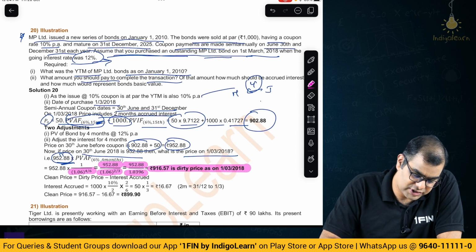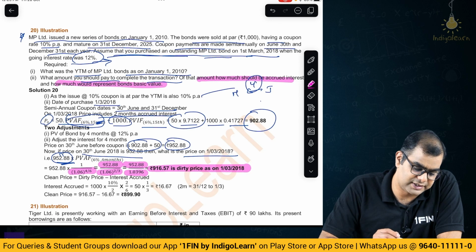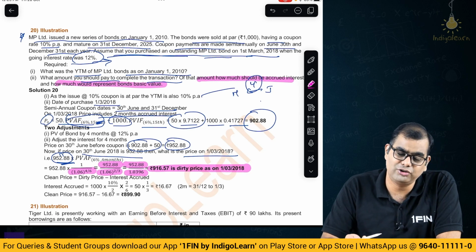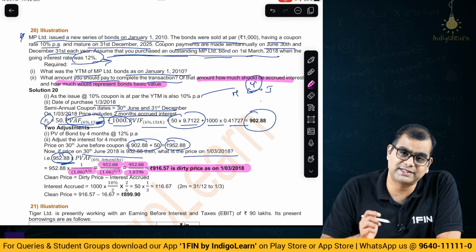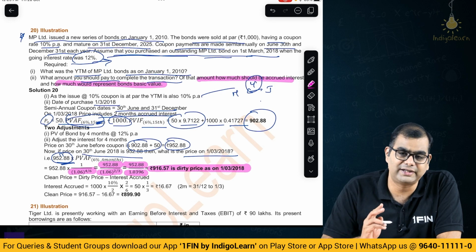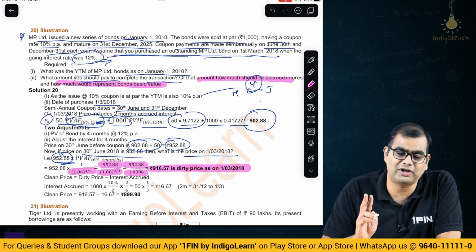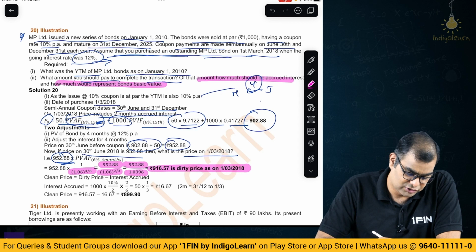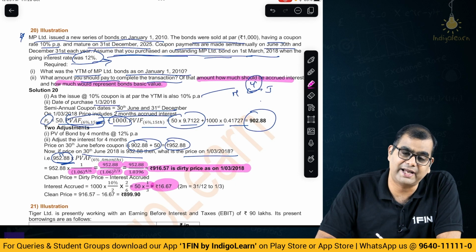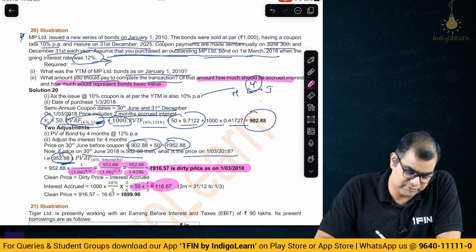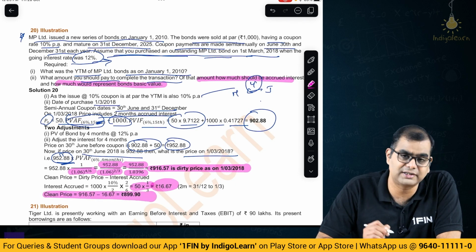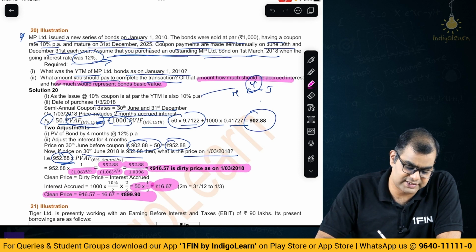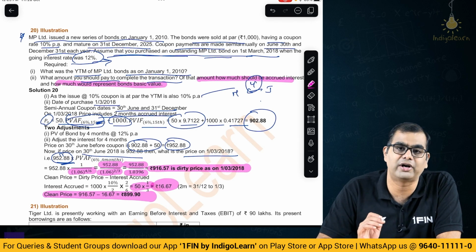Now the question that they have asked is how much would be accrued interest and how much would represent the basic value of the bonds. So you have to compute the interest that is accrued for 2 months. It is very simple. The interest is 50 rupees for 2 months, right? So 50 into 2 by 6, which is 1 by 3, which is 16.67. So this 916.67 includes 16.67. So the clean price, or the basic value of the bond, is 916 minus 16, which is 899.9.